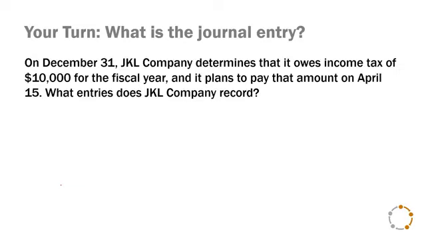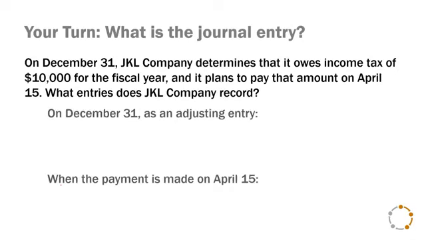On December 31st, JKL Company determines that it owes income tax of $10,000 for the fiscal year. It's going to pay that bill the following April 15th, but the $10,000 is related to the year that ends December 31st. What entry is JKL Company going to record? Again, 2 parts, the adjusting entry on December 31st and when the payment is made on April 15th. Take a few minutes, give it a try, and then come back and let's see how you did.